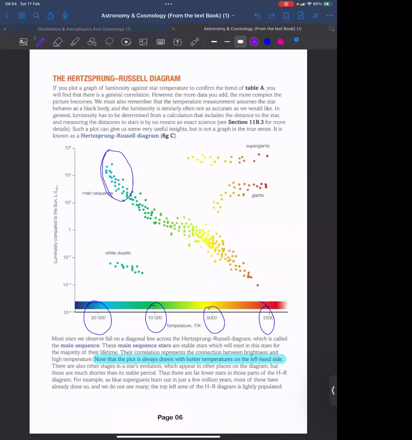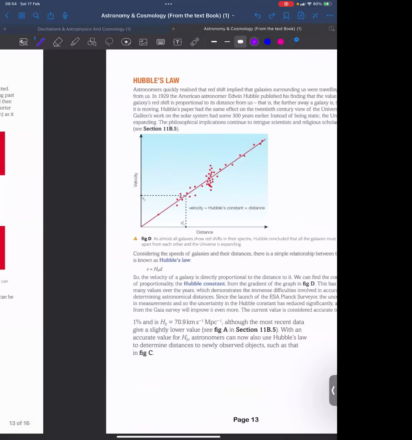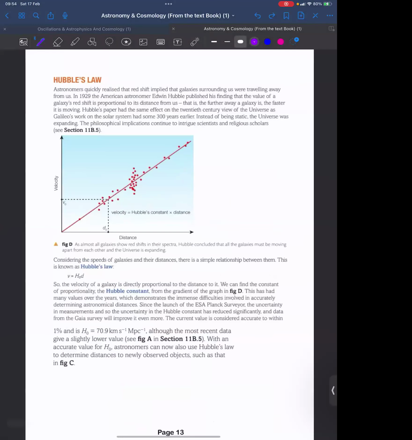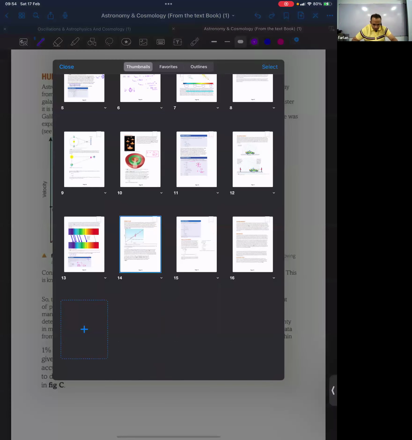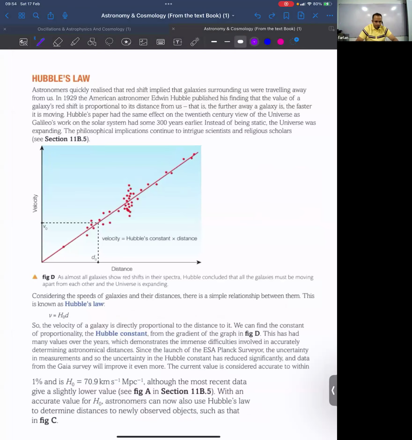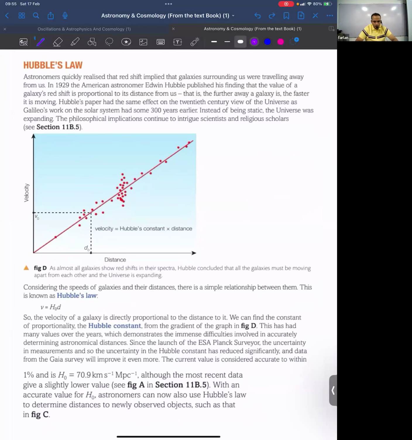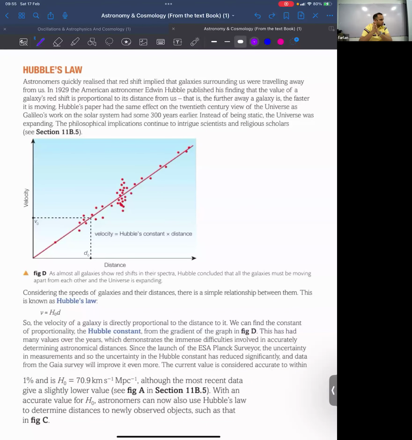Right, guys, page number 30 is the theory table. The last theory to be done, I guess, yeah. Hubble's law. Hubble's law. Right, go through the note.